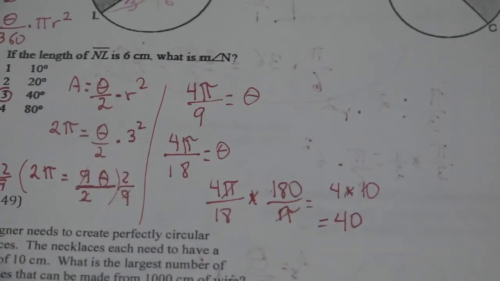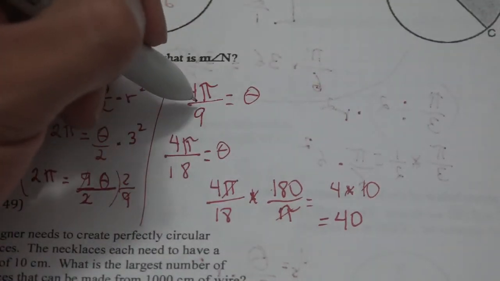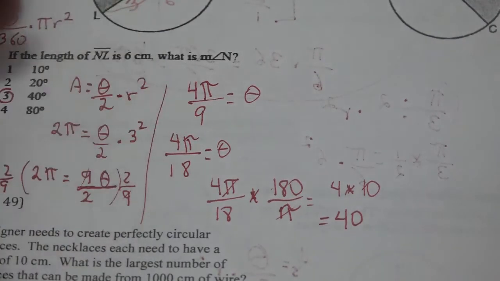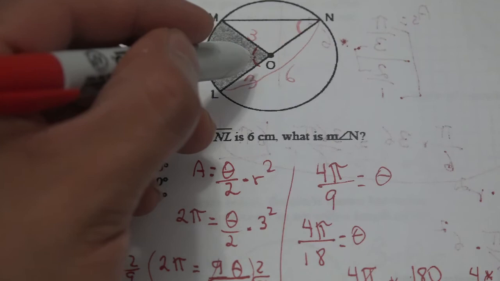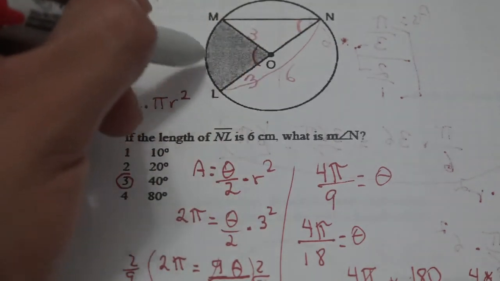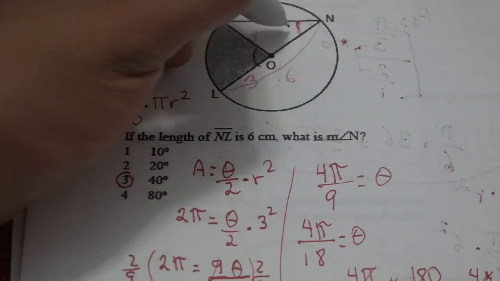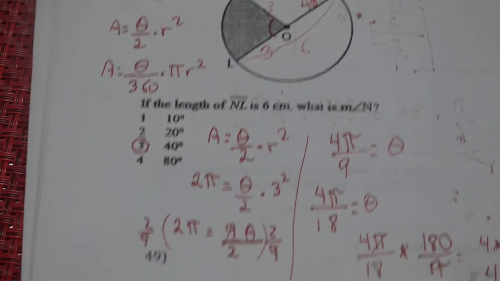If I had converted from these radians to degrees, I would have gotten an angle of 80. But this is just the central angle right here. This will be 80, but I had to divide by 2 because an inscribed angle is always half of the arc or half of the central angle. So 40. Okay, let's move on.